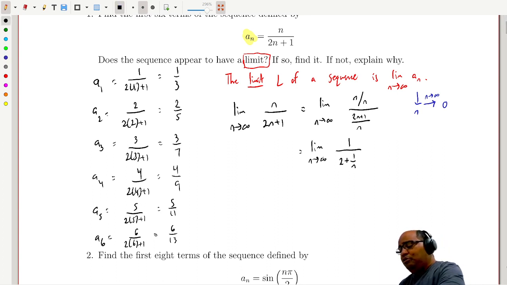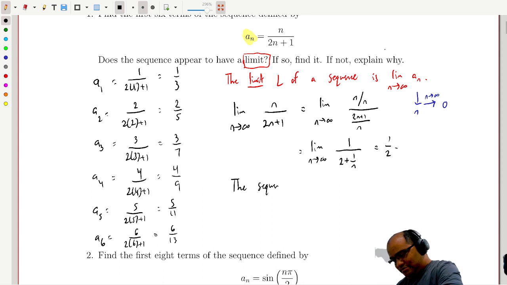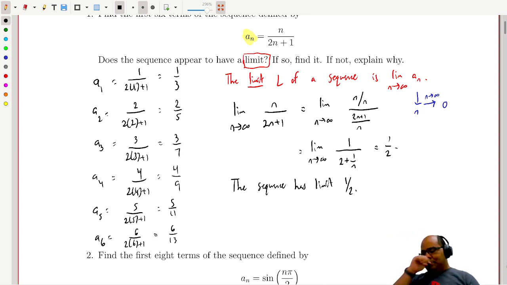So what's our limit here? 1/2. Okay, so that's our limit L. The sequence has limit 1/2. And that's it. Nothing really new here.